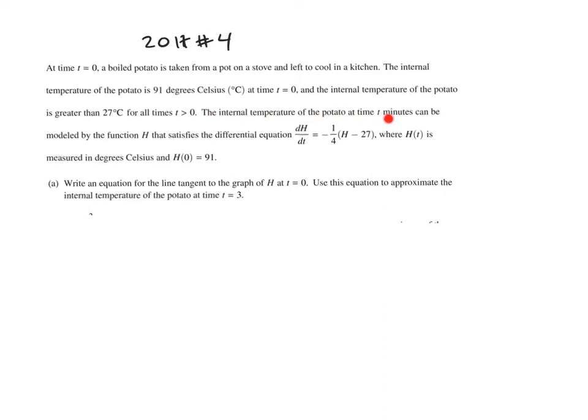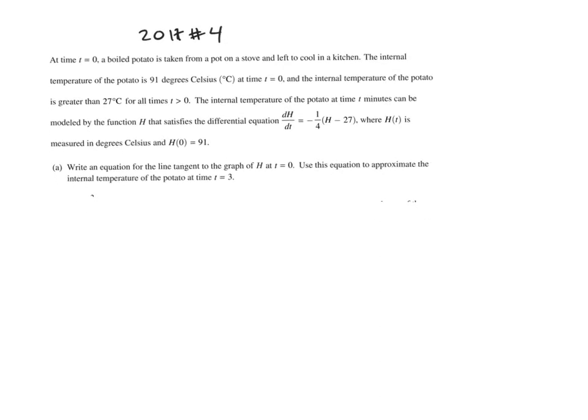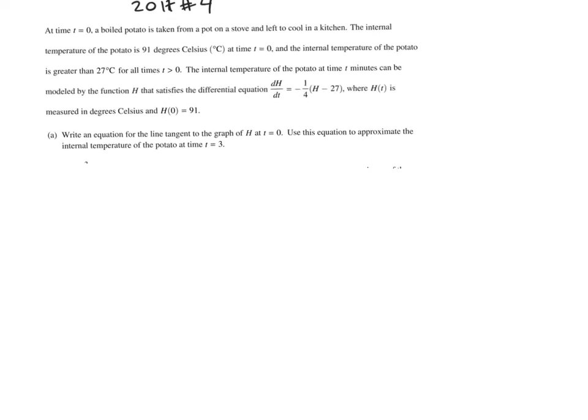The internal temperature of the potato at time t minutes can be modeled by the function h that satisfies the differential equation. So they just give us the differential. We don't actually have the equation for h, where h of t is measured in degrees Celsius. And hey, look, h of 0 is 91, which they already told us up here. So let's go through it. It says, write an equation for the line tangent to the graph of h at t equals 0. Easy. Use this equation to approximate the internal temperature of the potato at time t equals 3.